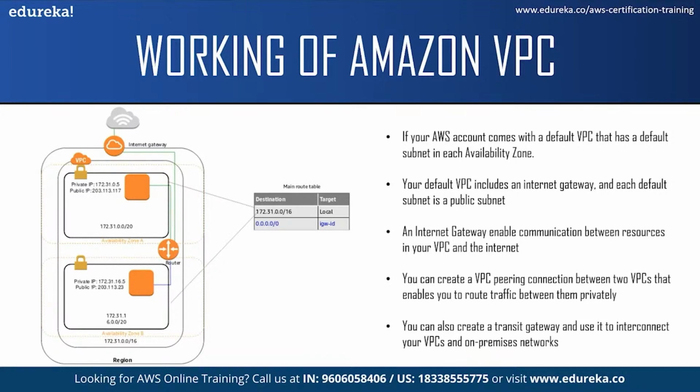Now, how can you connect your VPC to another VPC or to your on-premises network? For this, you can create a VPC peering connection between the two VPCs that enables you to route traffic between them privately. Instances in either VPC can communicate with each other as if they were in the same network. You can also create a transit gateway and use it as an interconnection between your VPC and your on-premises network. The transit gateway acts as a regional virtual router for traffic flowing between its attachments, which could include VPC, VPN connection, AWS Direct Connect gateways, and transit gateway peering connections.